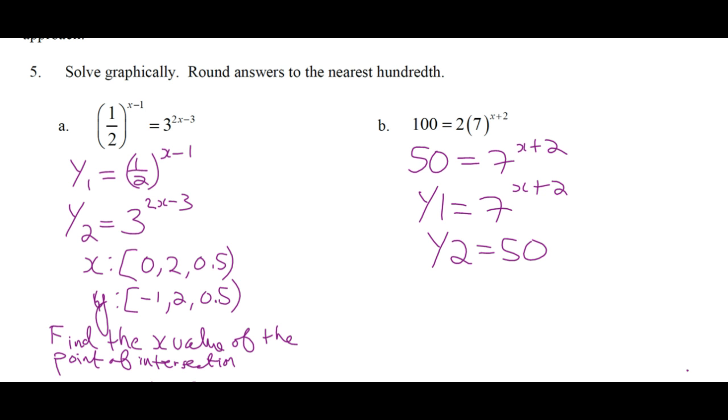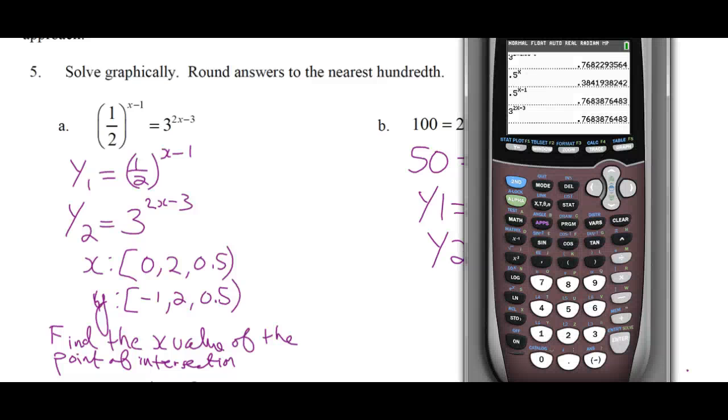Okay, so we know the answer is around 2, right? Like 7 squared is 49, so the x is going to be really small. Okay, it's going to be greater than 0, but come back. So y1, clear, 7 to the x plus 2, and y2, clear, 50. Zoom, standard, again, just do a standard window to begin with. Now you can see, okay, wow, there it is.